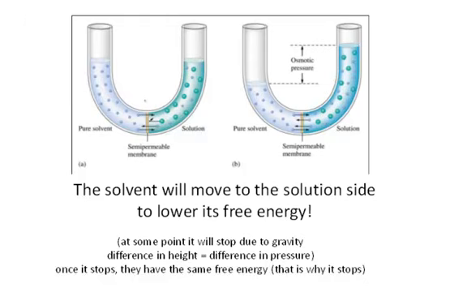In this picture, what we have is a U-tube, a glass U-tube. On one side is pure solvent, and on the other side is solution, some solvent with, say, some sugar dissolved in it, and then a semi-permeable membrane separates the pure solvent from the solution.